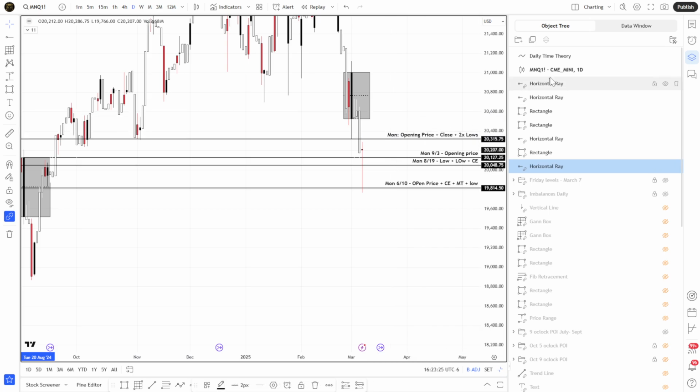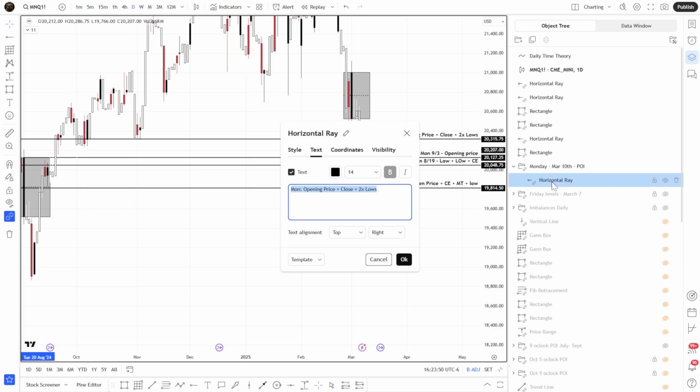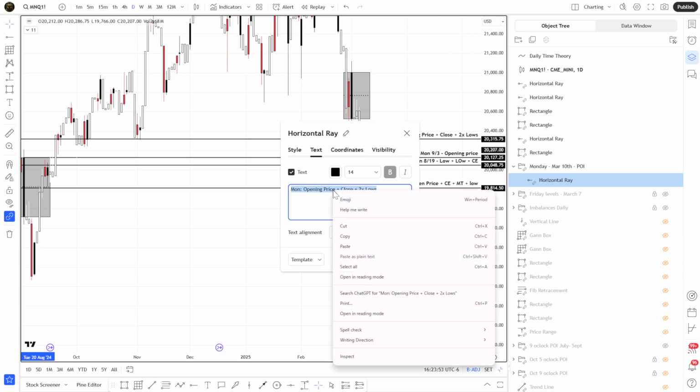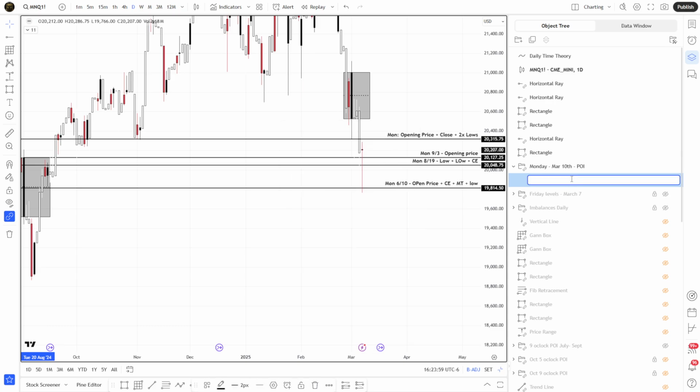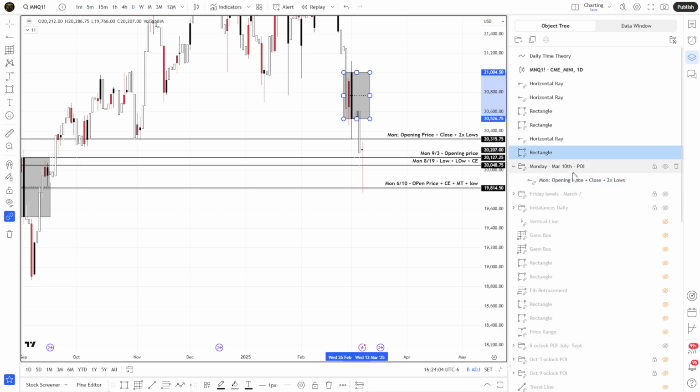So then I'm just going to go over here and we will take this Monday, and that's going to be, let's see, 8th, 9th, 10th, March 10th. Points of interest. Okay. And so then I would come over here and I would label these, and I would save them in here. Boom.